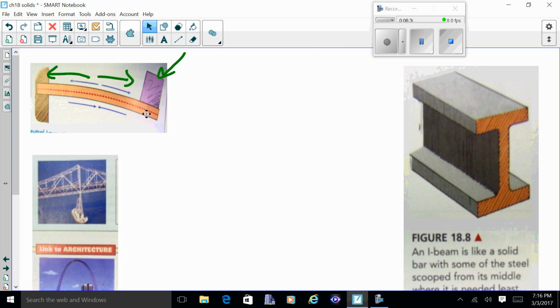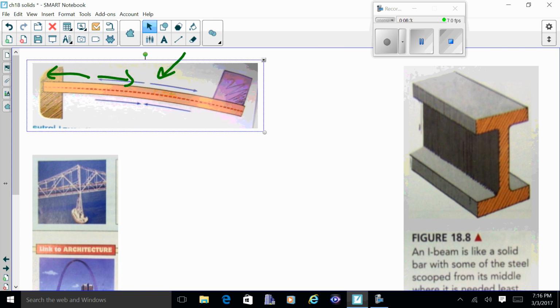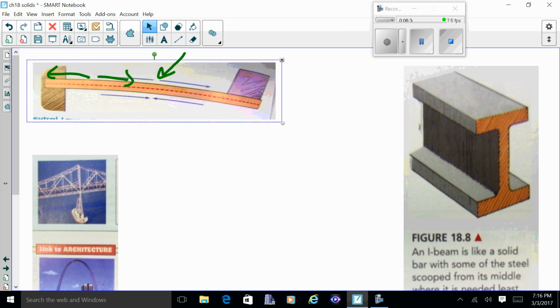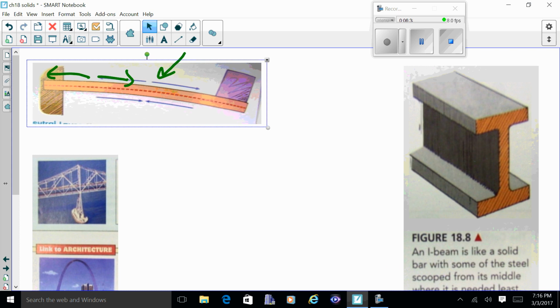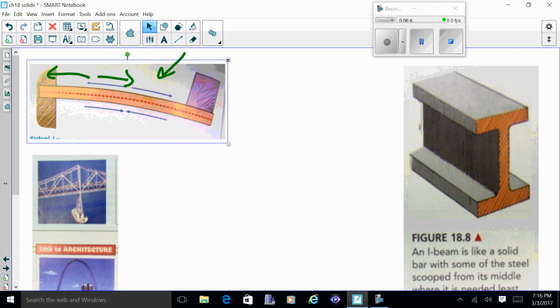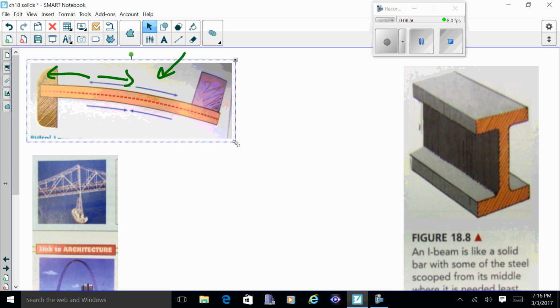If you notice, the actual inside of that dotted line doesn't really curve all that much. So therefore, there's not much strain in the middle part. Okay, the middle part doesn't have to be all that strong. So when engineers actually design things, here's what they do. They make it I-shaped like you see over here on the right-hand side.